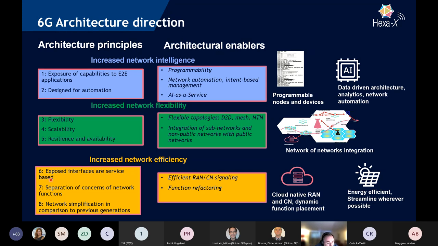And we also have something we call separation of concerns on network functions. We'll come back a little bit to that, and then simplify the network. This separation of concerns of the network, we think that is important whether we have this cloud RAN and core network. If we want to make the network more efficient, the signaling and the protocols and so forth, we need to rebuild some of the network functions so they are more independent. So we can maybe have fewer interfaces and less signaling to try to be a little bit more efficient. So these are the guidelines, or the principles.